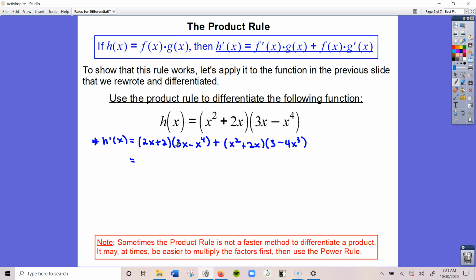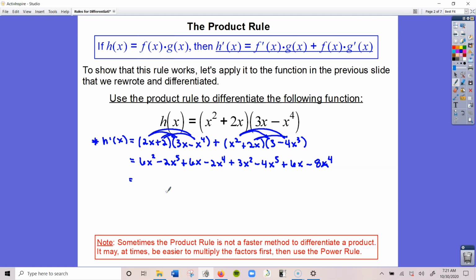So let's distribute the 2x plus 2, and we would get 6x squared minus 2x to the fifth plus 6x minus 2x to the fourth. Now we're going to distribute these second factors here. So plus 3x squared minus 4x to the fifth. And now we'll distribute the 2x. We get plus 6x minus 8x to the fourth.